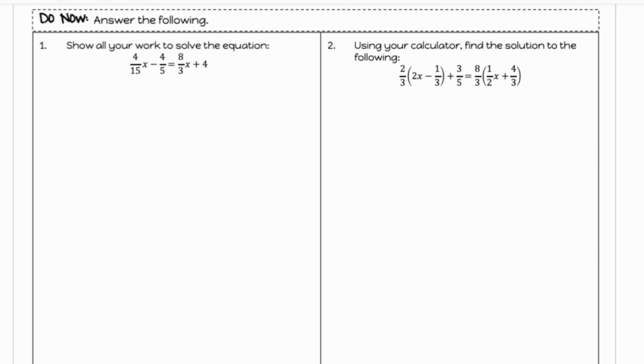Hey everyone, so let's take a quick look at our do now. As normal, I'm going to read it and I'm going to give you some time to do it on your own. So it says, do now, answer the following. Question number 1, you're given an equation, show all work. It doesn't say how to show your answer, so you could do it in any way you want. For number 2, it says, using your calculator, find the solution to the following. So I am going to make you guys pause this video and try it on your own, and let's see if we come out with the same answers.